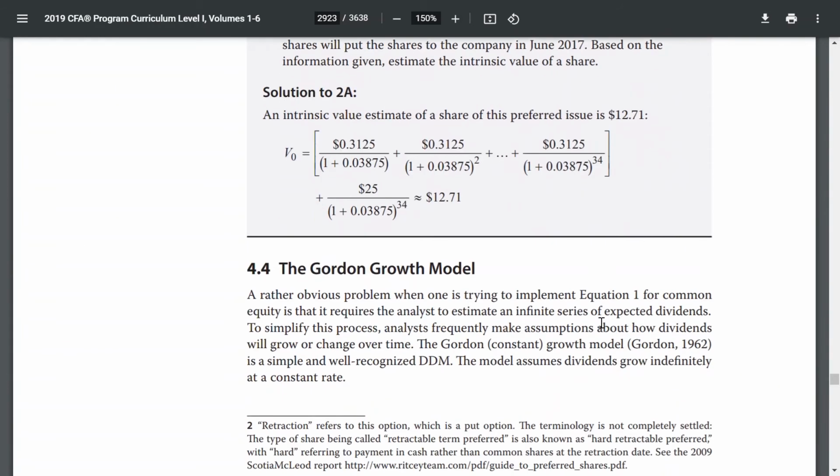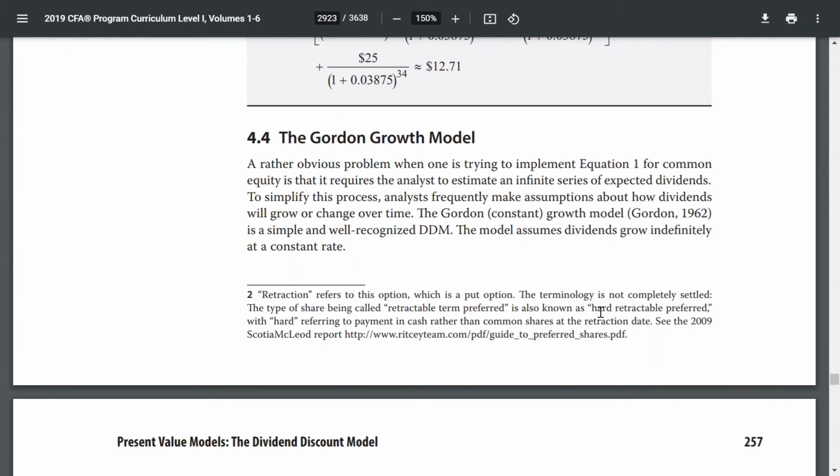The Gordon growth model. A rather obvious problem when one is trying to implement equation 1 for common equity is that it requires an analyst to estimate an infinite series of expected dividends. To simplify the process, analysts frequently make assumptions about how dividends will grow or change over time. The Gordon or constant growth model is a simple and well-recognized DDM. The model assumes dividends grow indefinitely at a constant rate.